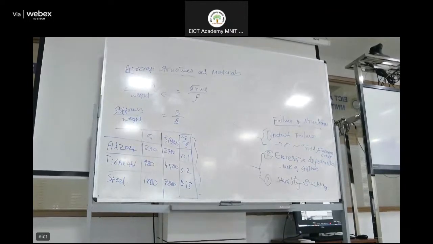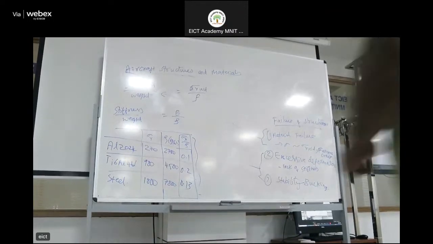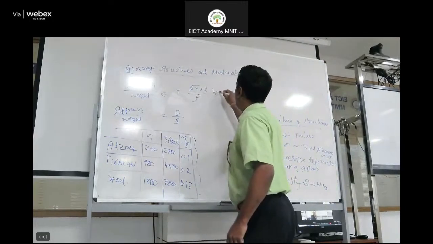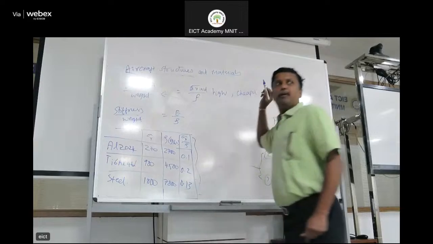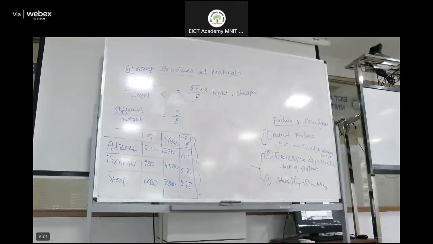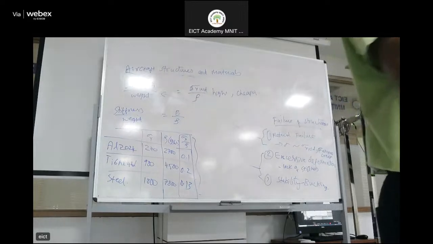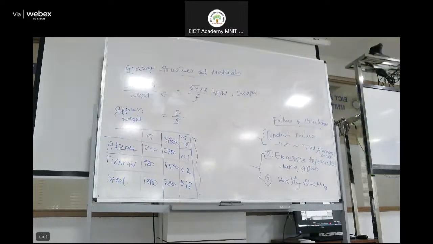It's cheaper. Good point. So it's not just that strength should be high, the material should also be cheaper. Why cheaper? Finally, if the cost is too high, nobody is going to use it. That is the economic factor. Right, cheap, how cheap is it? It depends on the abundance of material.